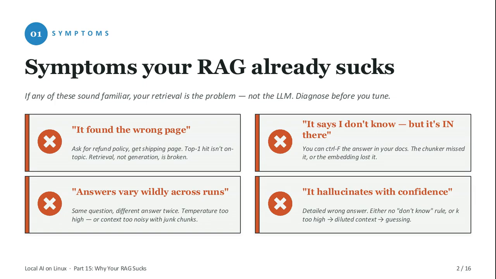So before we touch any knobs, let's diagnose. 4 symptoms, and if any of them sound painfully familiar, your retrieval layer is the culprit, not the language model. You ask for the refund policy and get the shipping page. The answer is literally Ctrl+F able in your docs, but the bot swears it doesn't know. Same question gives you 2 different answers back to back, or worse, it hallucinates a confident, detailed, completely wrong response. Notice the pattern. Every one of these is a retrieval failure dressed up as a generation failure.